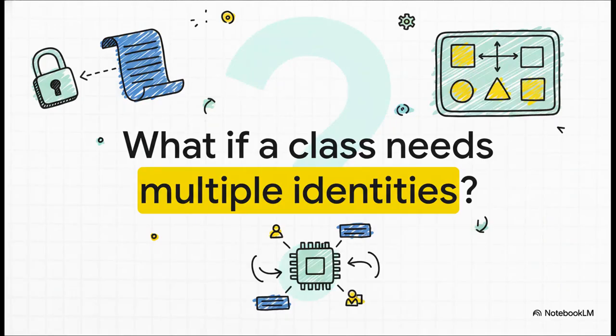I mean, really think about it. Maybe you've got a report class. It needs to be printable, right? But you also need it to be loggable. Or maybe you have a button that has to be clickable, but it also needs to be resizable. How in the world can one single class juggle all those different roles when it can only inherit from one parent? Well, that is the exact puzzle that interfaces were invented to solve.